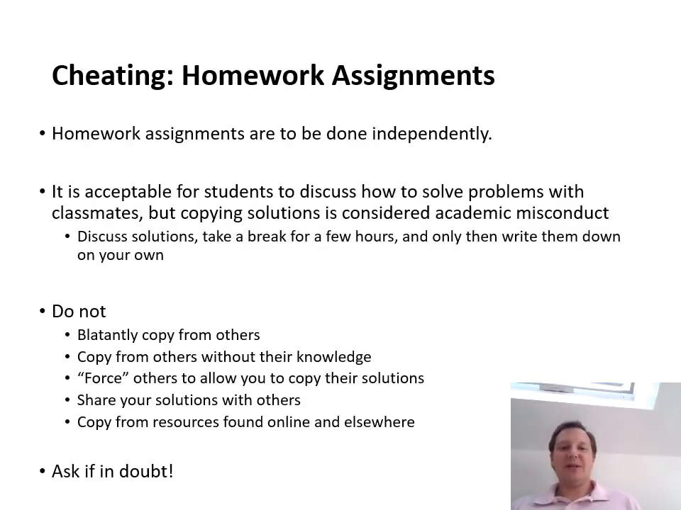So a little bit more specifically about homework assignments. You have to do them completely independently. You can discuss, and we encourage that you discuss problems with classmates, but copying solutions is considered academic misconduct. So a good strategy is, after you discuss a solution, potentially with a colleague or a friend, don't write it down as you are discussing it, because you will end up writing down the same solution. Instead, take a break for a few hours and only then write your solutions independently from each other.